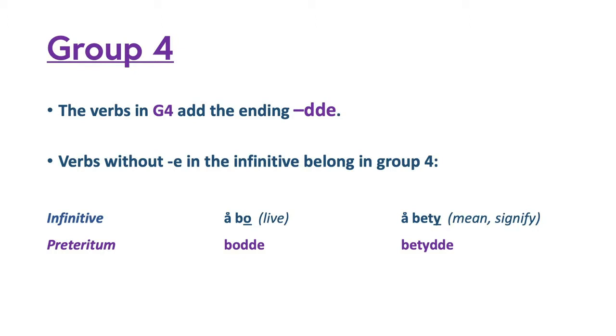Verbs without e in the infinitive belong in Group 4. That means any verb which infinitive ends in any other vowel but e, like å bo, which ends in the Norwegian o, å bety, which ends in y, and similar other verbs. Å bo, bodde, å bety, betydde.